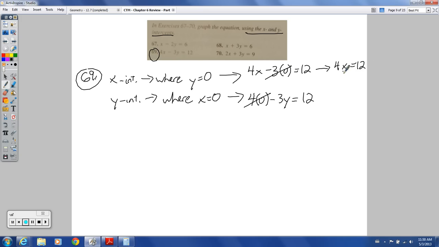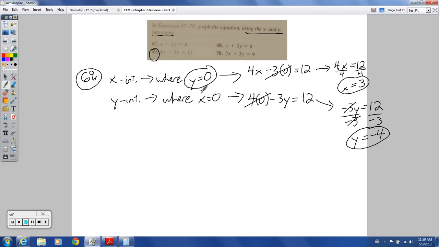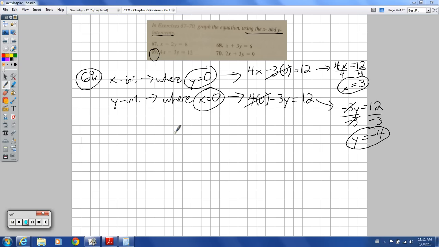That would mean you would just have 4x equals 12 here. Divide that by 4 and you'll get x equals 3. So here is 1 point. Y is 0, x is 3. The other one, you would divide by -3 here, and here you'd have y equals -4. So another point is x equals 0, y equals -4. So the points on the graph that you're going to have, you can just connect those with a line.